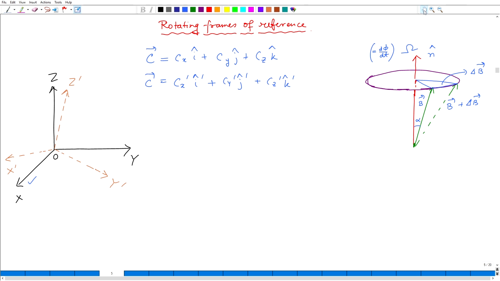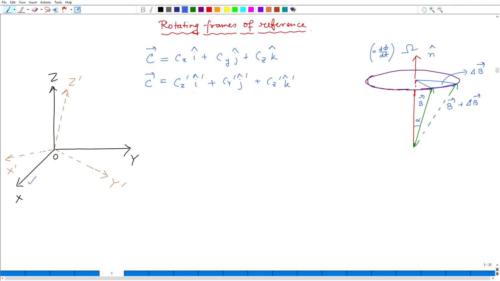Here there is a point of caution. In the unprimed frame, the x direction, y direction and z direction are constant in time, whereas in the primed frame, the x prime direction, y prime direction and z prime direction are changing and rotating with respect to some direction, which we will see afterwards, in time, and that is why they are not fixed.